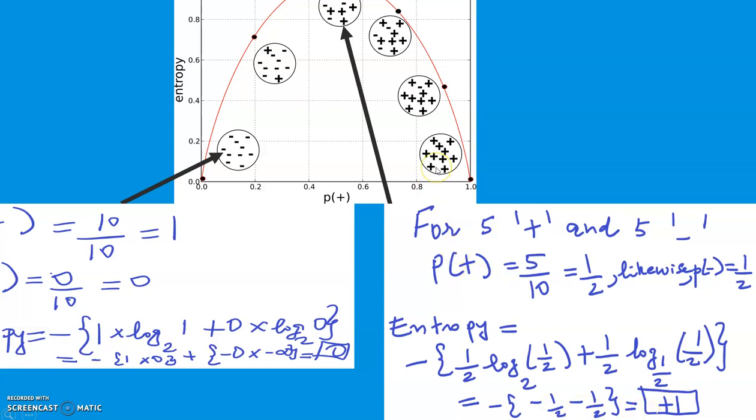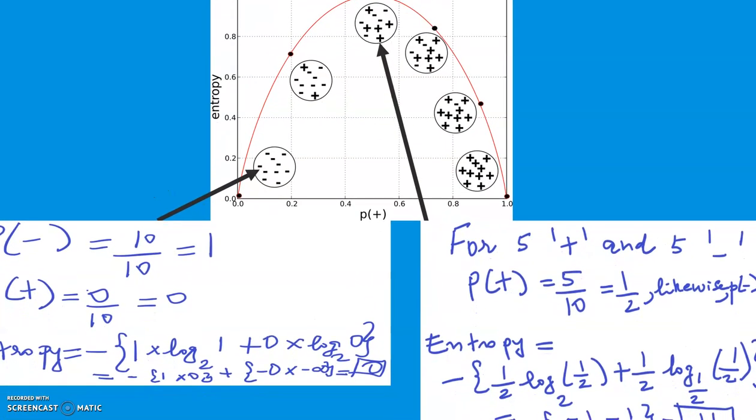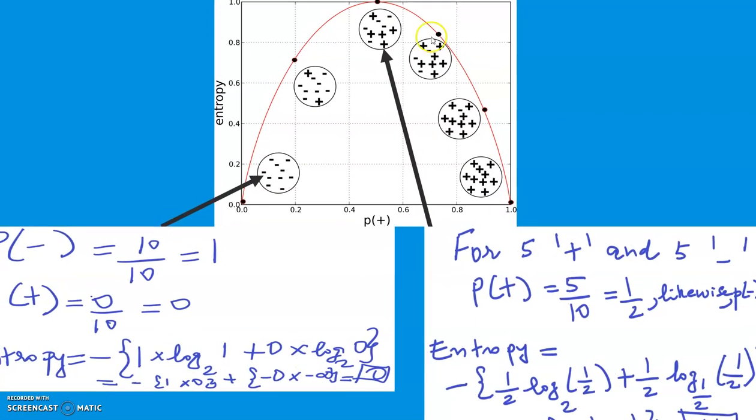Similarly, if you go ahead and compute the entropy for this set, which has 10 pluses, you should come back with the same entropy of 0. So intuitively again, or to summarize, entropy is the measure of the purity of a set.